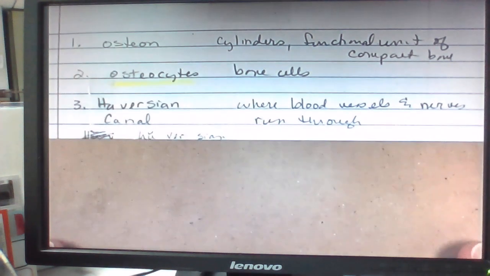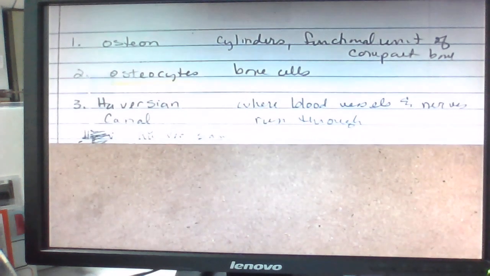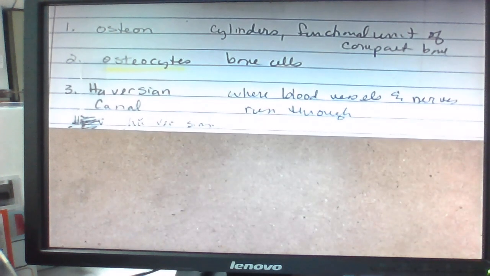Next, let's just do this part first. Next is the Haversian canal. Haversian canal is a canal. It is a channel where blood vessels and nerves are going to run through that compact bone, because compact bone is the really hard part.